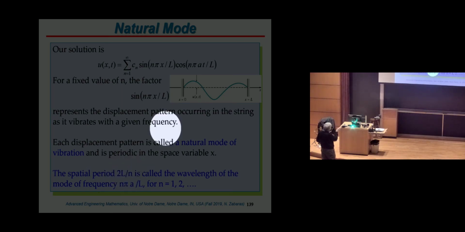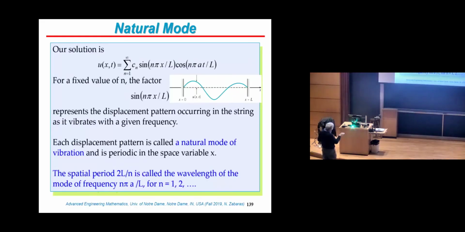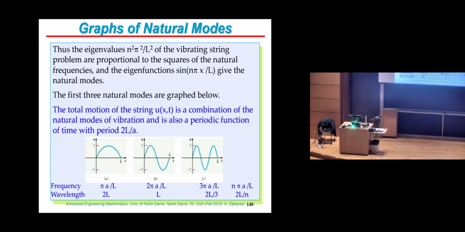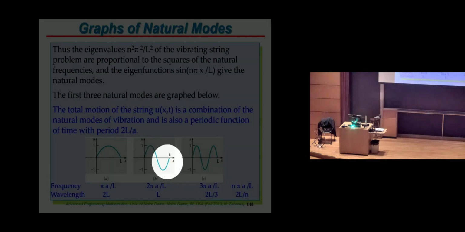So again, we have a frequency and a period in time, and we have the wavelength in space, which is 2L over n. And here are some of the modes that you get. If I plot the modes for this string, I updated this for your convenience this morning. We said that the angular frequencies are n pi a over L. So for n equal to 1, you get this, n equal 2, n equal 3, that. And the wavelengths are 2L over n. So here is 2L, L, and 2L over 3.